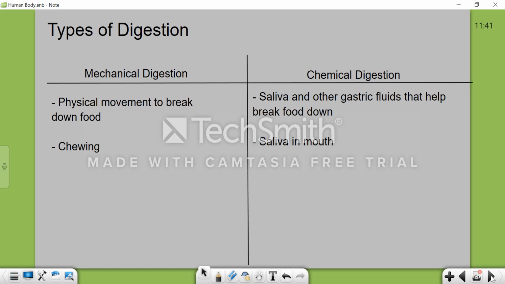So there are two types of digestion, mechanical digestion and chemical digestion. It sounds exactly like it is. In mechanical digestion, this is physical movement like a machine, so things like chewing would be mechanical digestion. Chemical digestion, think chemicals: the saliva inside your mouth, the juices in your stomach and in the rest of the digestive system. Those are chemicals. Saliva is a great example that chemically breaks down food.